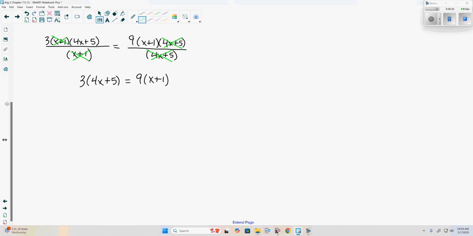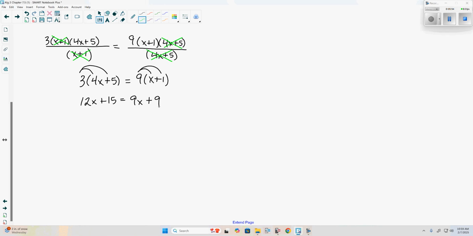Questions on this so far? No? First thing we can do on the left-hand side is distribute the 3. 3 times our 4x is 12x. 3 times 5 is going to be plus 15. On the right, we can distribute the 9. 9 times x is going to be 9x. 9 times 1 is plus 9. 12x plus 15 equals 9x plus 9.